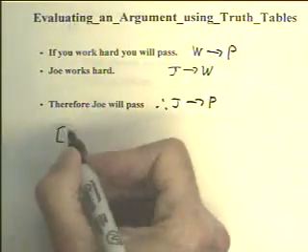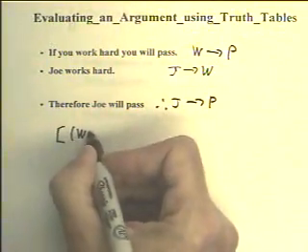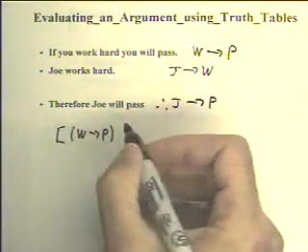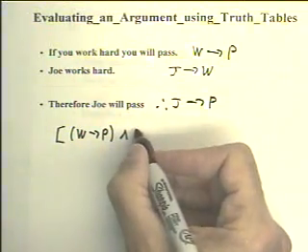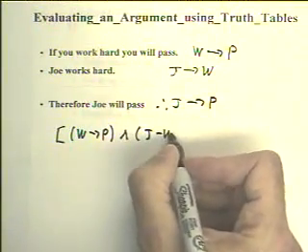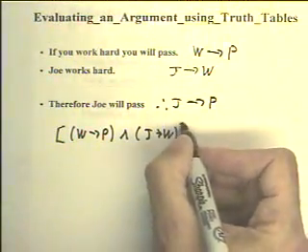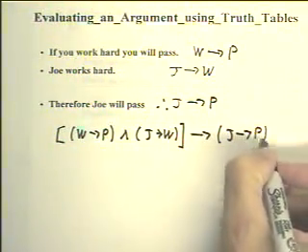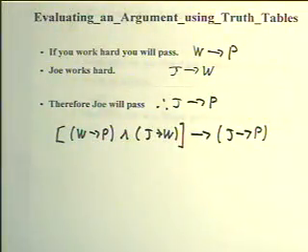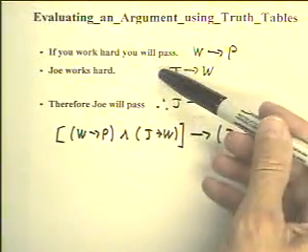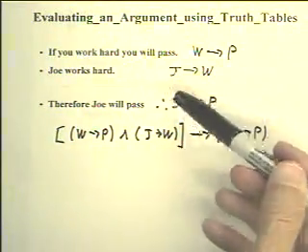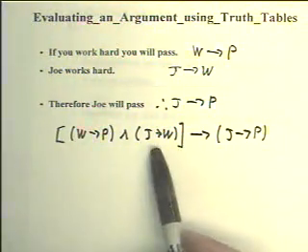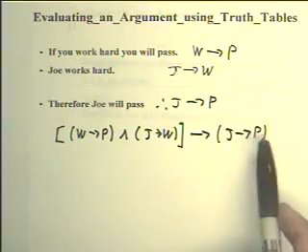To write that out, we write, if this is true and this is true, then it follows that this is true. Okay, remember, the argument says if both premises are true, then your conclusion is true. So it says if the premises are both true, if both premises, then conclusion.